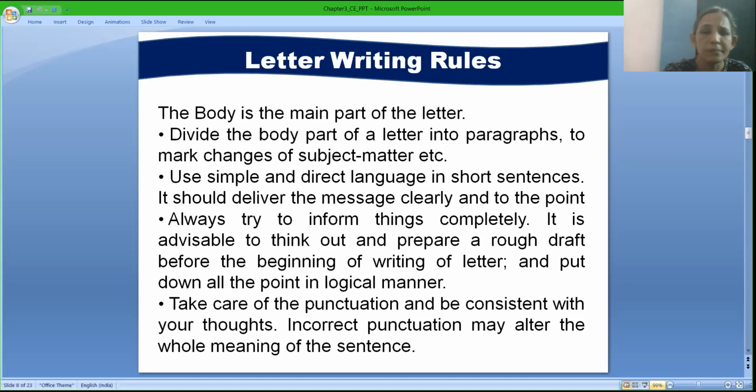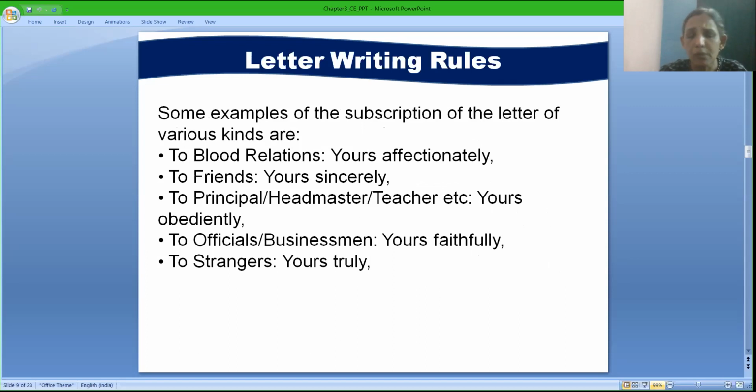The next is the way we are going to end the letter, the way we are going to address the other person. The subscription of the letter talks about how we address. Whenever we are writing a letter to blood relations, the word we generally use is yours affectionately; with friends, yours sincerely. And whenever you are writing a letter to your principal, the headmaster, or even the teacher, please remember to use the subscription yours obediently.